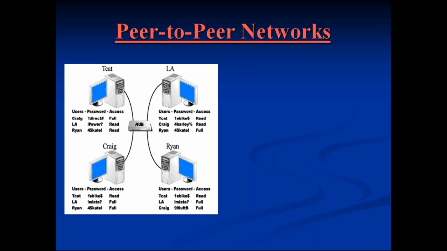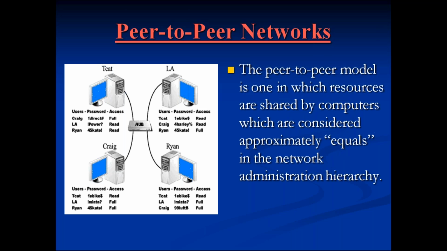So peer to peer. So this is like the work group model. So we have a number of computers, we can connect them with one switch or hub. You can communicate in the network. In this peer to peer model, resources are shared by computers which are considered approximately equals in the network administration hierarchy. So one to one. So you can connect your systems to the hub by using the Cat5 cable. Then you can communicate with each other. You can share the data.